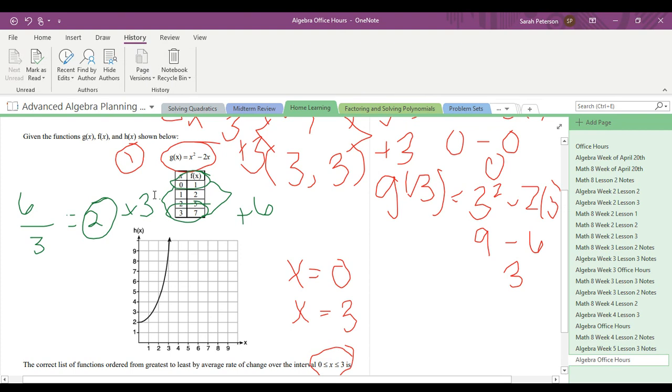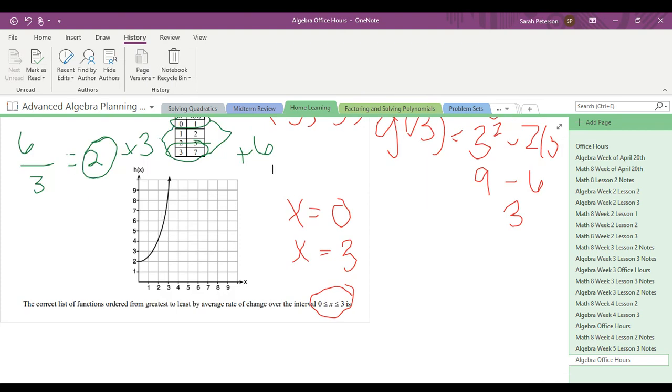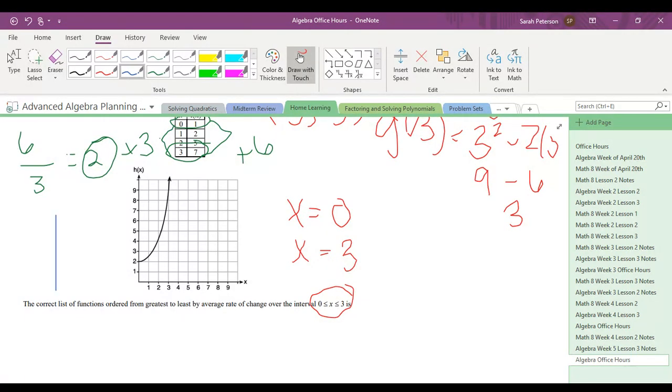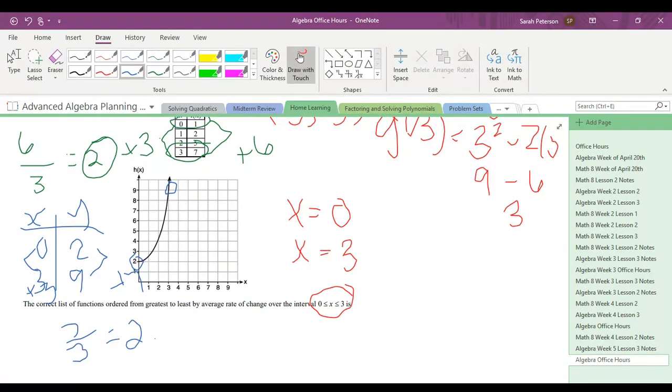And then finally we have a graph, which works the same way. I'm going to make a table and look at my values when x is 0 and x is 3. At 0, my point is (0, 2), and at 3, my point is (3, 9). So then I can again find the slope. How do I get from 2 to 9? Plus 7. How do I get from 0 to 3? Plus 3. 7 over 3 is 2.3 repeating.